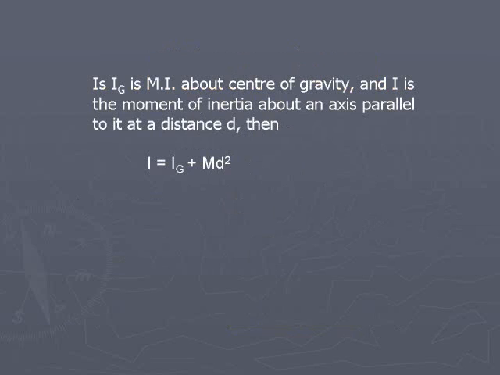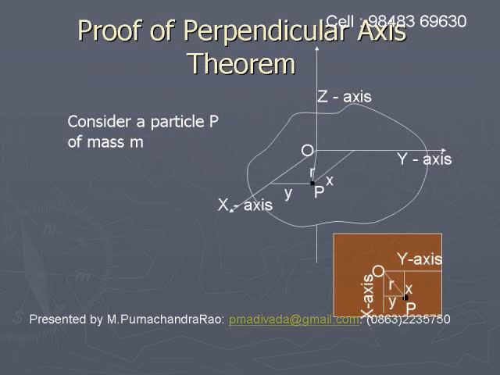Now, the relation is: I is moment of inertia about AB and Ig is the moment of inertia about EF. Hence, I is equal to Ig plus Md square. This is the relation between I and Ig. So, if Ig is moment of inertia about center of gravity, then the moment of inertia about an axis parallel to it at a distance d is given by I is equal to Ig plus Md square.